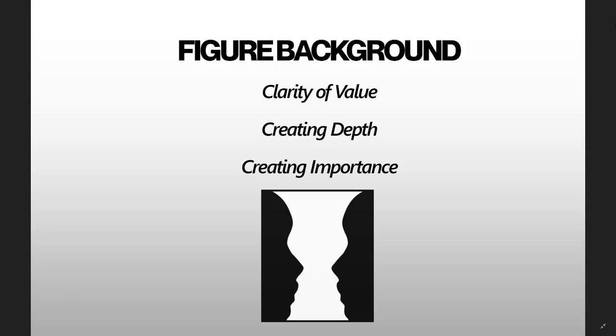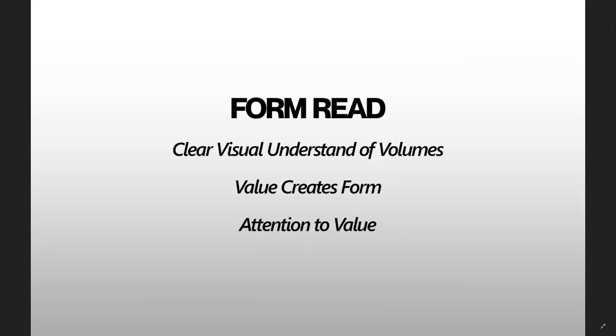But it's kind of like a negative space drawing. You can see how because we have black and we have white, we have separation, and separation creates clarity. It creates importance, right? So it's a very similar concept, and I'll have examples to break this down, intuitively and contextually. The next one is form reads.